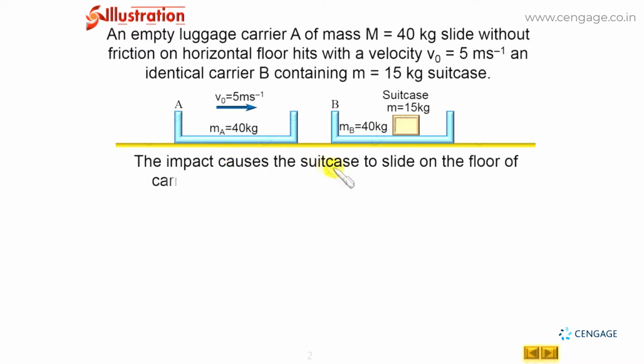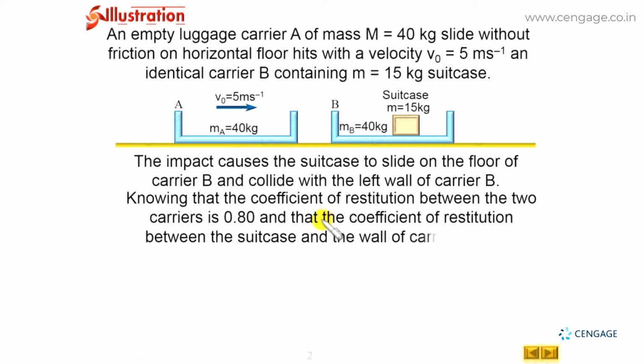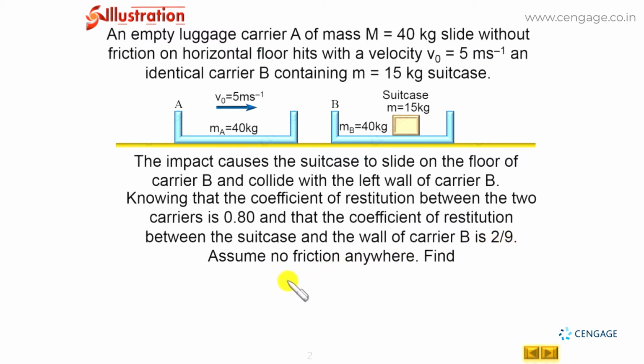The impact caused the suitcase to slide on the floor of carrier B and collide with the left wall of carrier B. After collision, what will happen? This suitcase starts sliding on the floor of this carrier and collides with the left wall, that means this wall of carrier B. Knowing that the coefficient of restitution between the two carriers is 0.8 and that the coefficient of restitution between the suitcase and the wall of carrier B is 2 divided by 9, assume no friction anywhere.